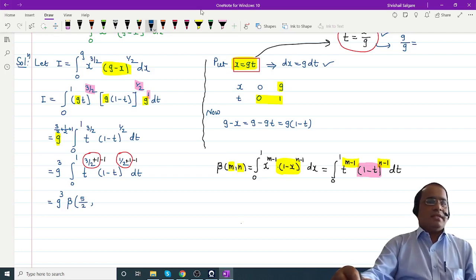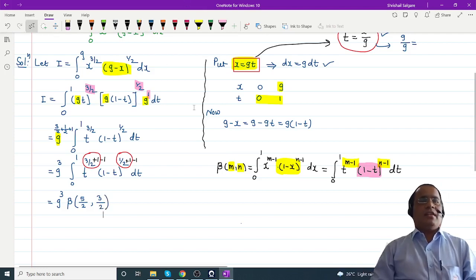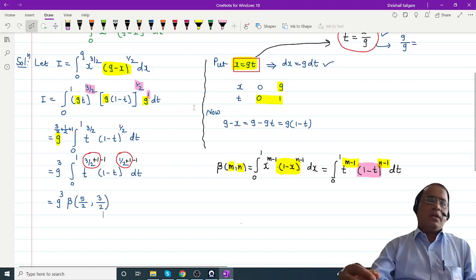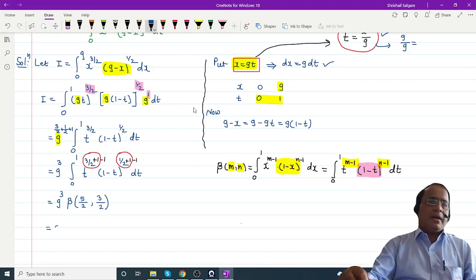Yes, sir. The second one is 1 by 2 plus 1, which is 3 by 2. Okay, so this is the evaluation of the integral in terms of beta. Now further, we have studied a property. What is the relation between beta and gamma? Can anyone recall? Siddesh, what is the relation between beta and gamma?